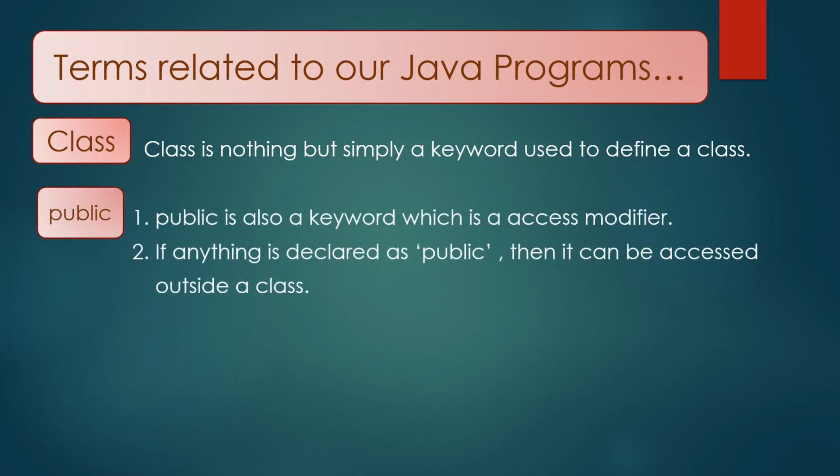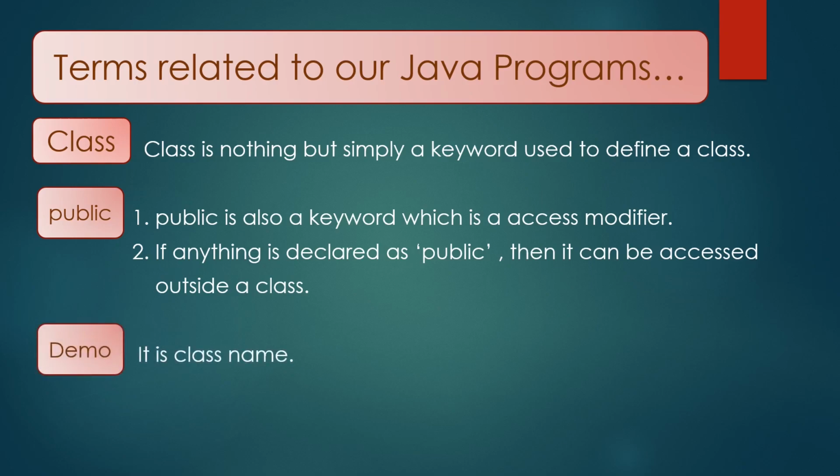So we are with our next term, which is public. Public is also a keyword and an access modifier. Access modifier, as the name itself gives the meaning, is that in which mode we have to access something. Like, if anything is declared as public, then it can be accessed outside a class. So the public keyword is used to control the access of various class members. By using the public keyword, it is visible outside the class and it can be accessed by everyone.